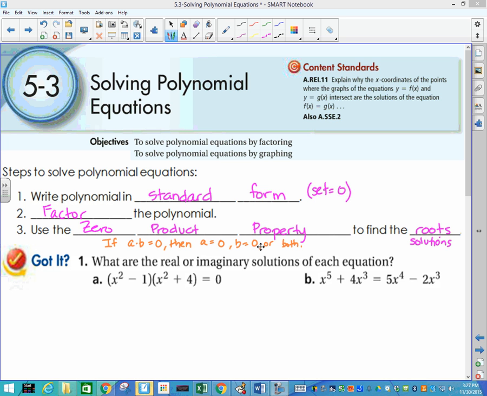Okay, so we've done that. We've talked about that yesterday in our lesson, or the previous lesson. And anything, if you multiply things and you get 0, then we know that at least one of those factors has to be equal to 0.